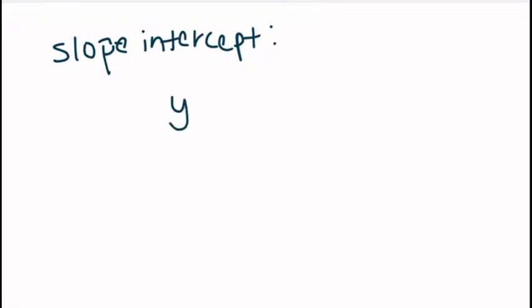Starting off with the most popular one, slope-intercept form, it looks something like this. So I'm just going to write it out here. Slope-intercept. So the form is y equals mx plus b. We'll be getting into what each variable stands for later on, but for today you just need to be familiar with this form and know that this is the general form for slope-intercept.